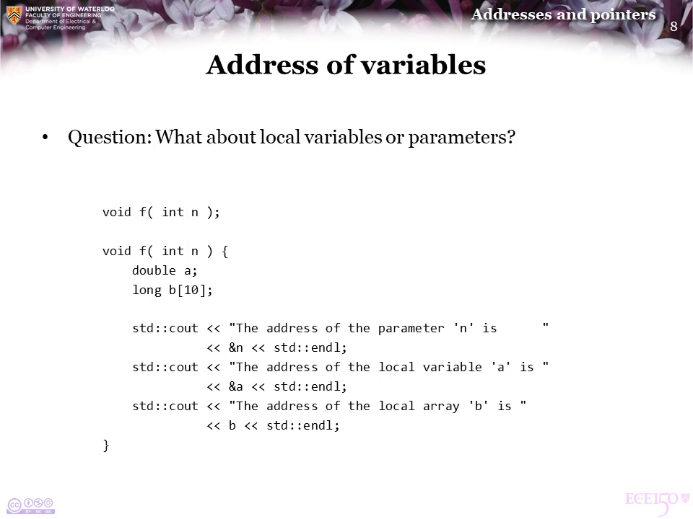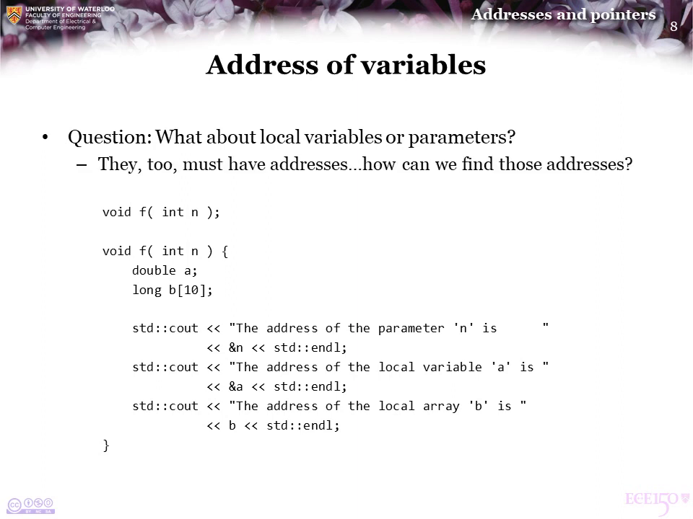We already know that the name or the identifier of an array stores the address of the first byte of that array. Well, how about local variables and parameters? After all, they too must be stored somewhere in main memory. So therefore they must have an address. And of course, by address we mean the address of the first byte of that parameter or local variable. The question is, how do we access those addresses?